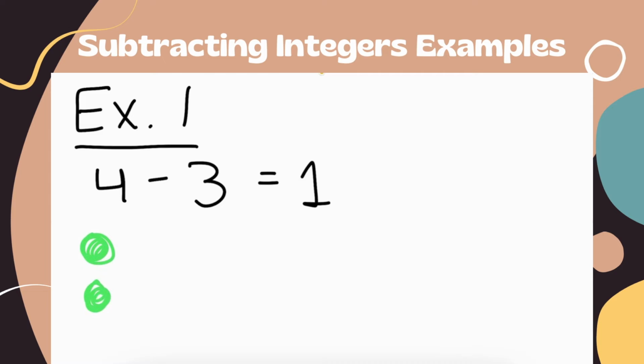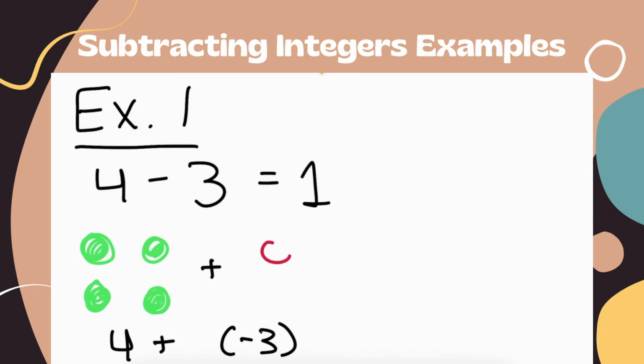You could also think about it as counters, these little dots. So we have four positive circles, and then we're going to have 3 negative circles, which I'm going to represent with red circles. So again, we're doing 4 plus negative 3. And what we do with these little dots is we're trying to pair them up, because one positive circle and one negative circle cancel each other out to 0. And so I'm just crossing through all the pairs I can find and seeing what I'm left with.